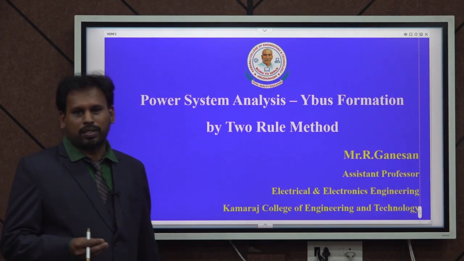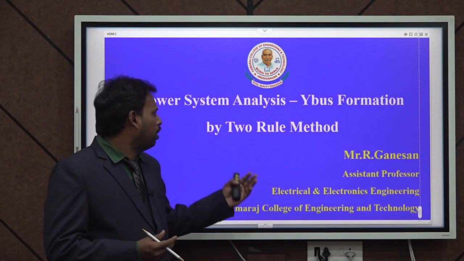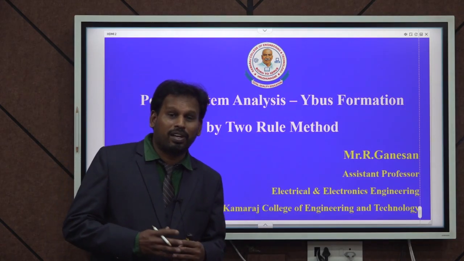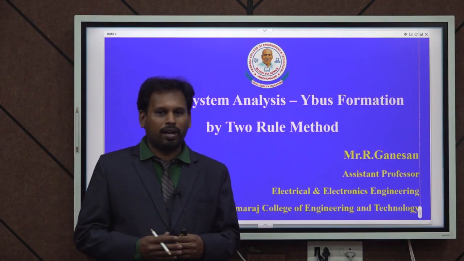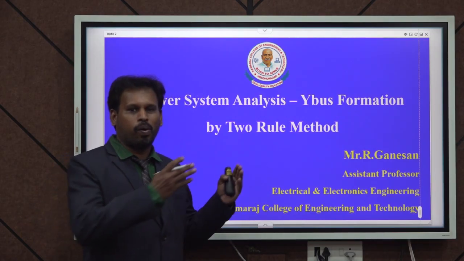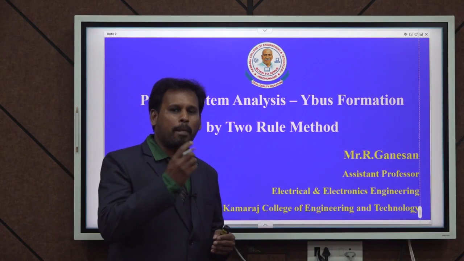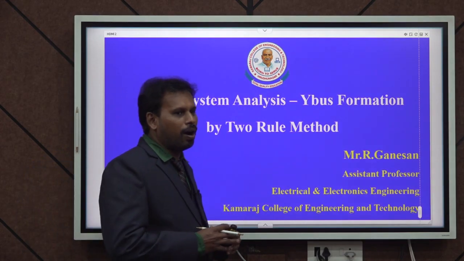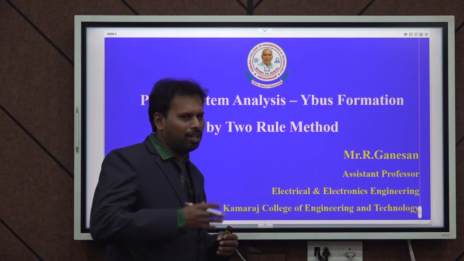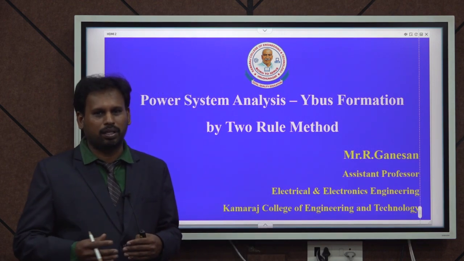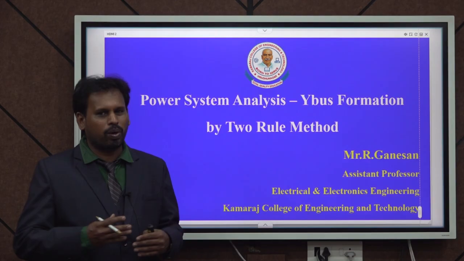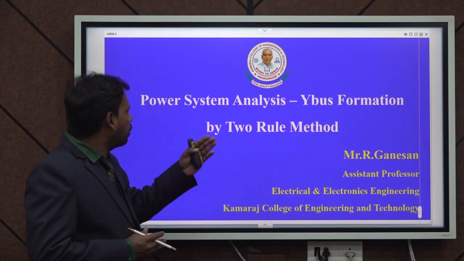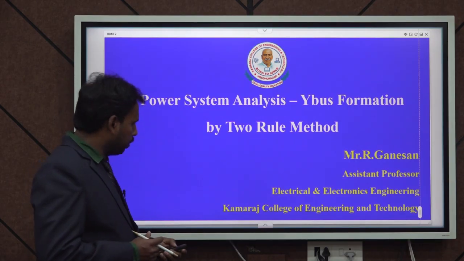For example, for a one or two bus system we need not find the Ybus formation, but for a system with n number of buses we need to find the Ybus, that means the admittance in a matrix format, that is Ybus. So, we are going to form this by the two-rule method. Other methods available are the direct method and the singular transformation method. We will see them one by one. So, today we are going to see Ybus formation by the two-rule method.